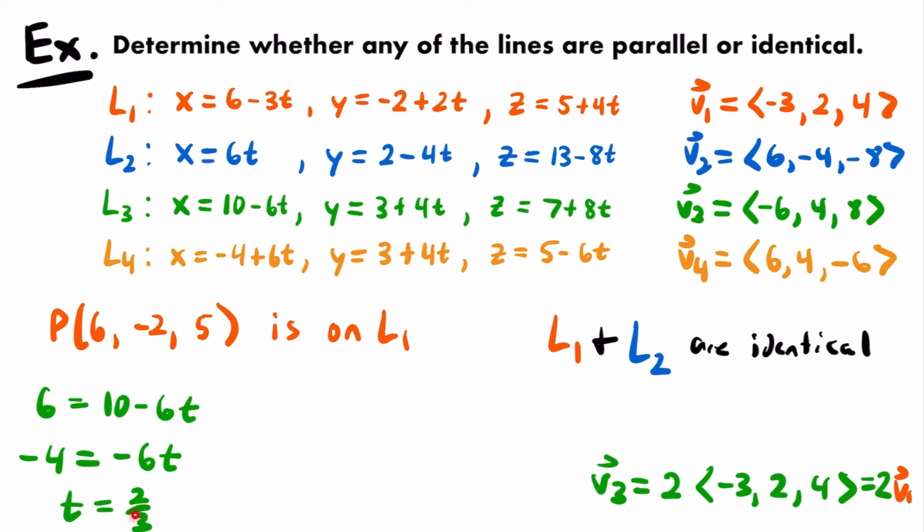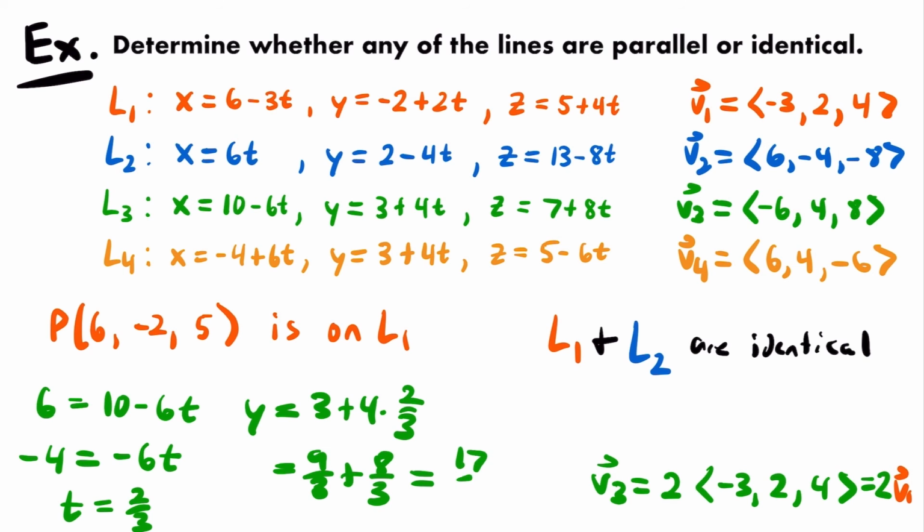And so when t equals 2/3, the x-coordinate for the point on line 3 is 6. But now let's see if the y and z coordinates are negative 2 and 5, respectively. Let's plug in 2/3 for t in this equation for y. We'll have that y is equal to 3 plus 4 times 2/3. And maybe you can already see that this is not going to be -2. 4 times 2/3 would be 8/3. And so we have 3 plus 8/3, which would be 9/3 plus 8/3, which is equal to 17/3.